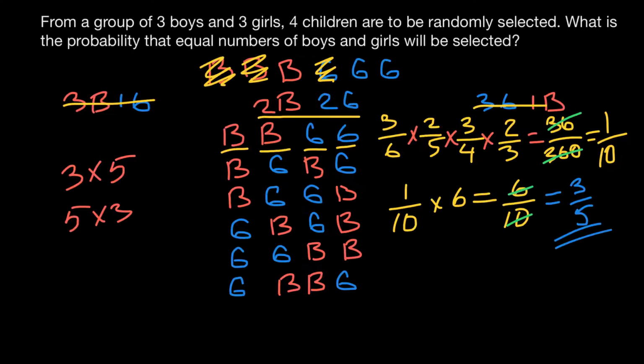If you need an answer in percentage form, you just have to divide 3 by 5, and you're going to get a decimal number, which you have to multiply by 100, and you're going to get an answer in percentage form.